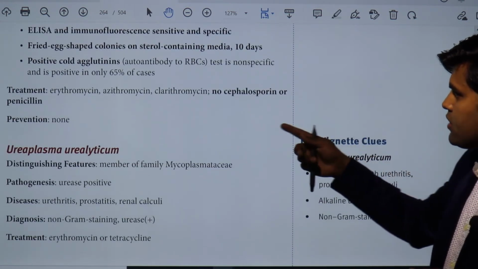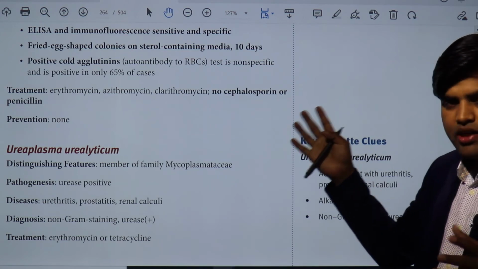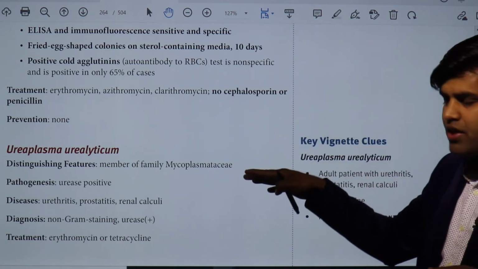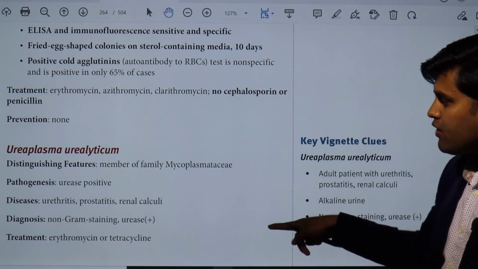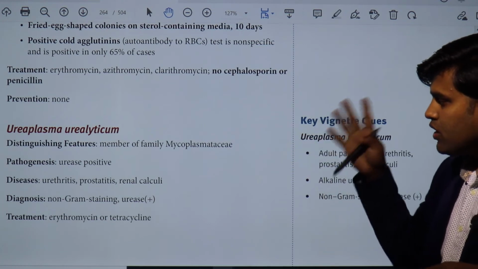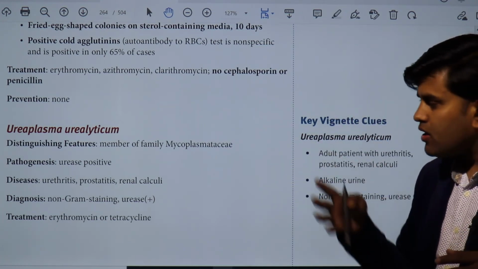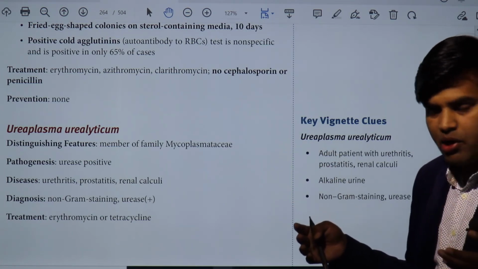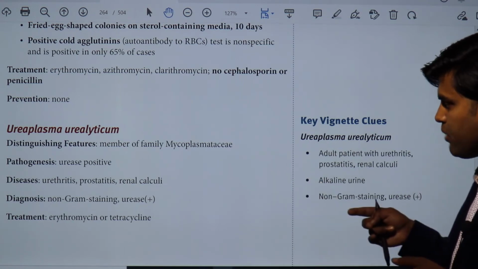Treatment-wise, we can use erythromycin, azithromycin, or clarithromycin; the penicillin group of antibiotics will not work. There is another species, Ureaplasma urealyticum, that causes urinary tract infection. They are urease positive, and they also do not take gram stain. If you talk about UTI with urease positive, you normally think about Proteus species, but Proteus is a gram negative, motile bug. Ureaplasma will not be seen on gram stain, and it is treated with erythromycin.